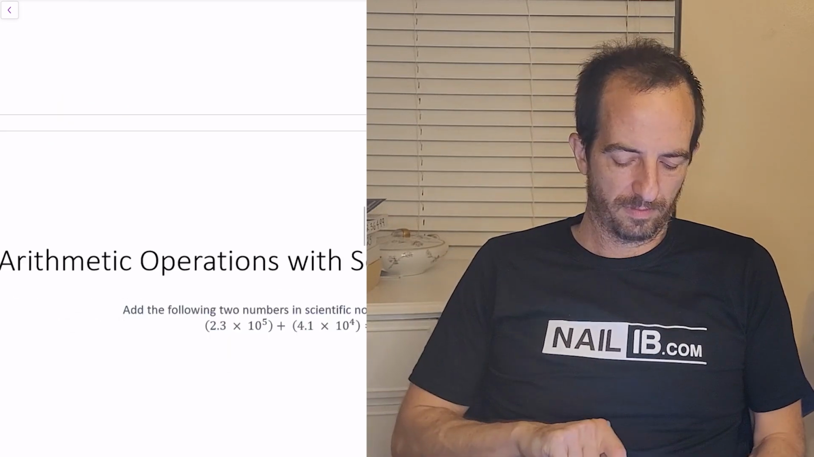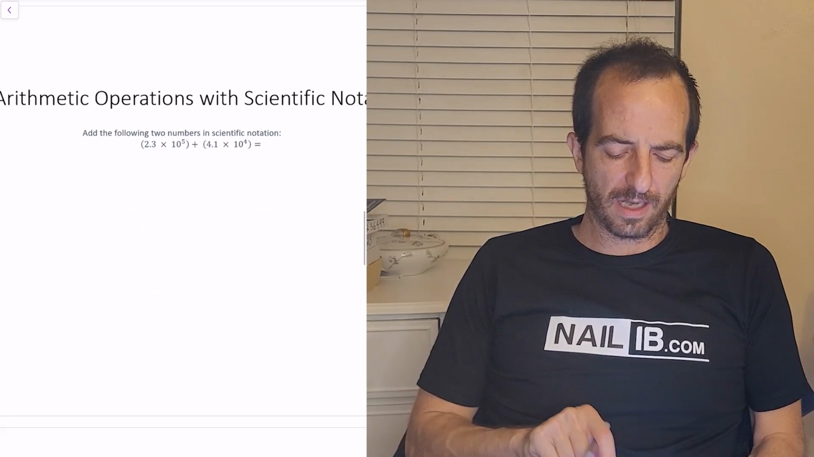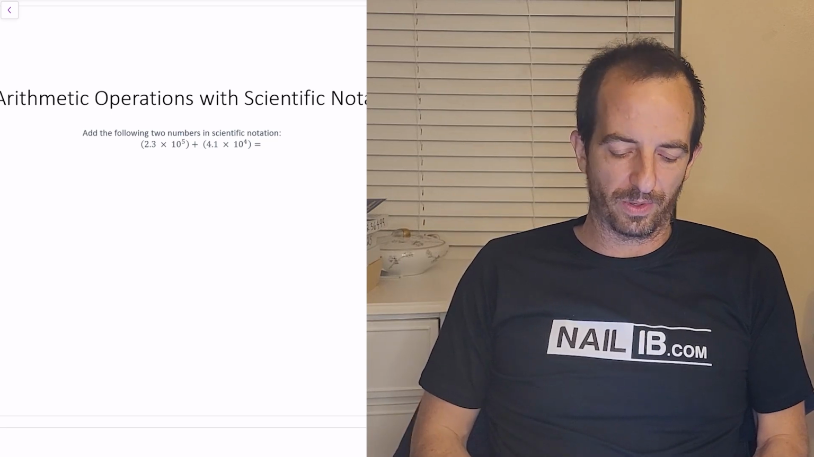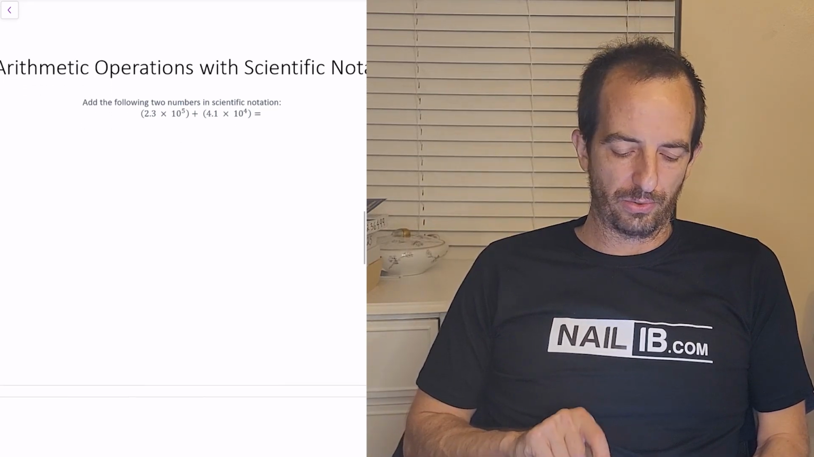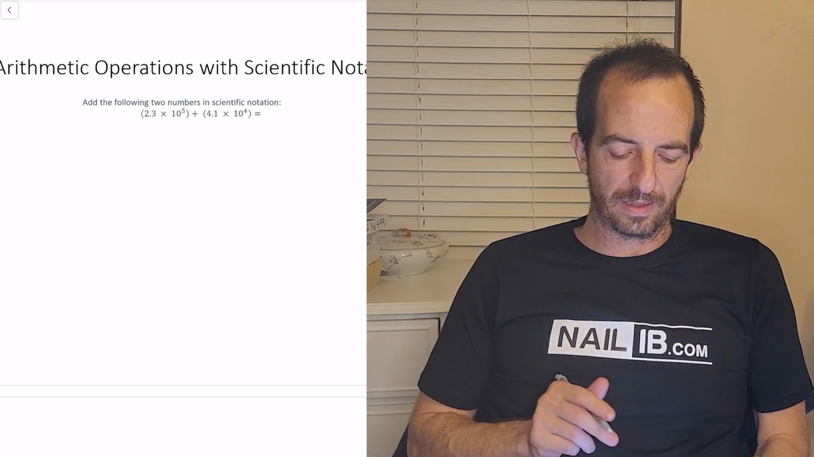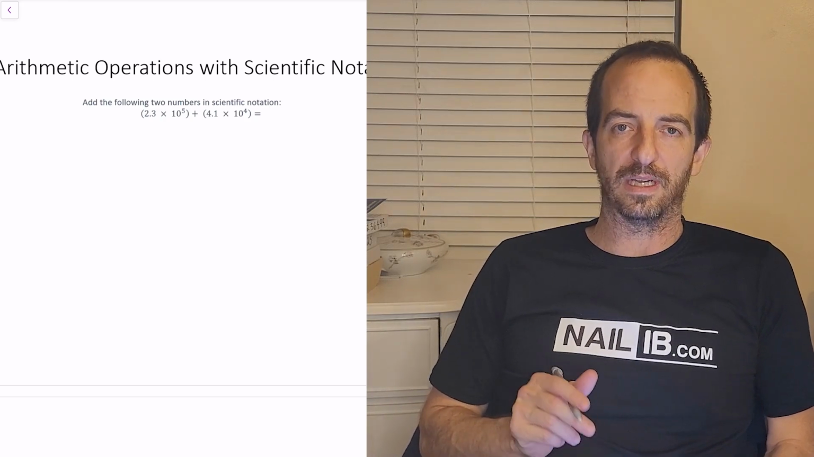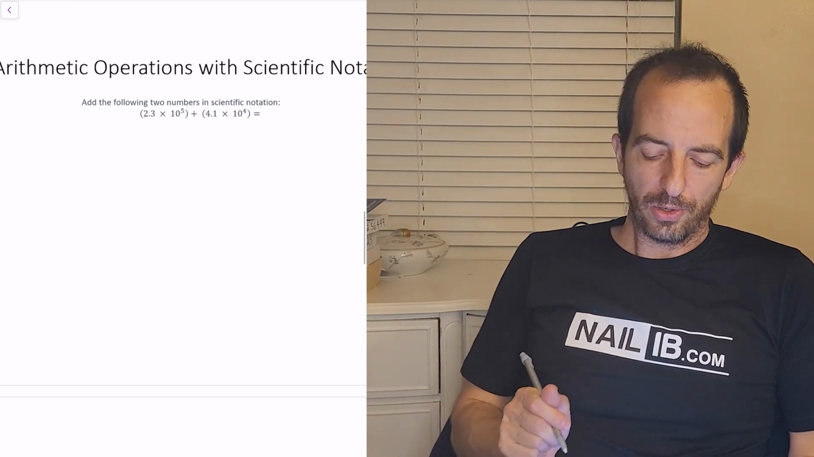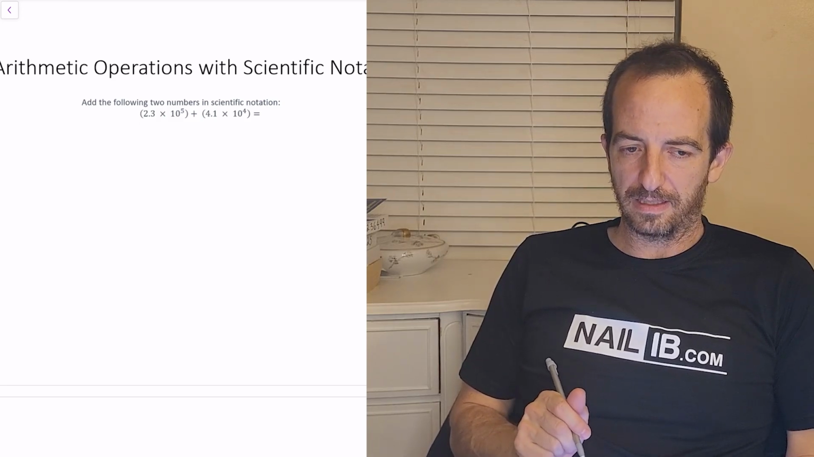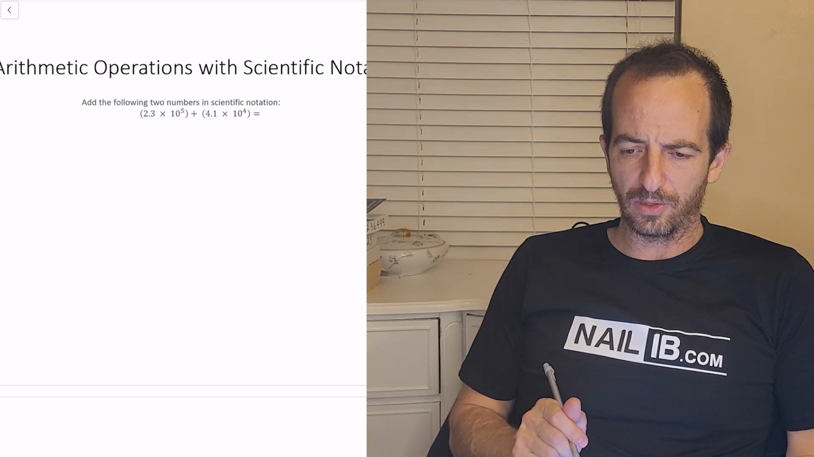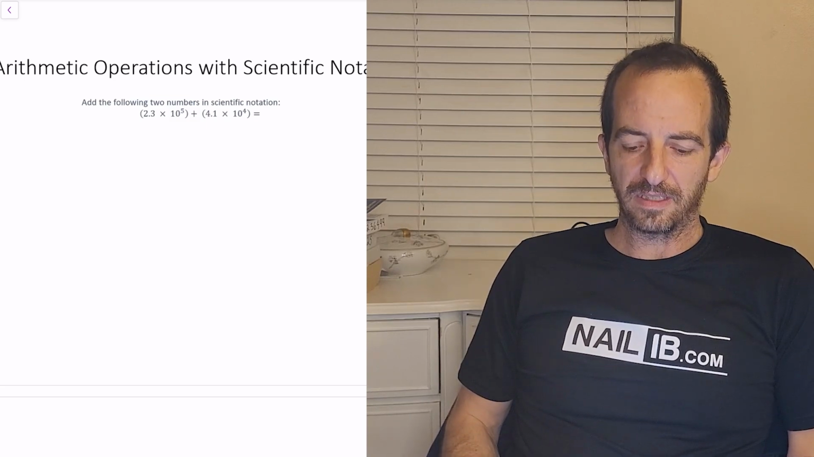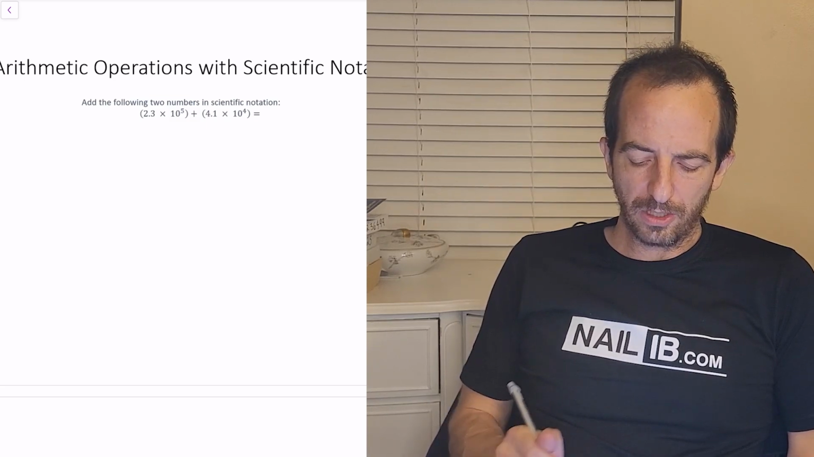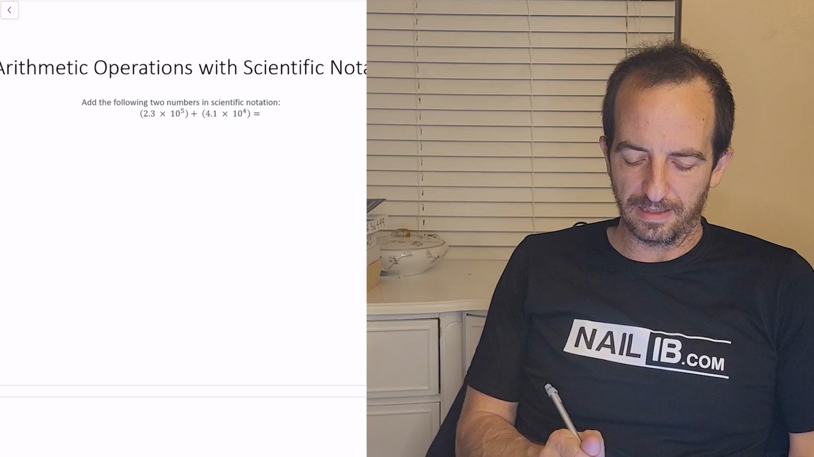0.000042. And now let's take a look at what happens if you have to do operations with scientific notation. For example, you might need to do what we see here: 2.3 times 10 to the 5th plus 4.1 times 10 to the 4th. Notice that we have different powers of 10. It's not 10 to the same power, so it'll make it difficult to add, or we can't really add this way. So one way that we could fix this problem is to convert one of the 10s to the same power.